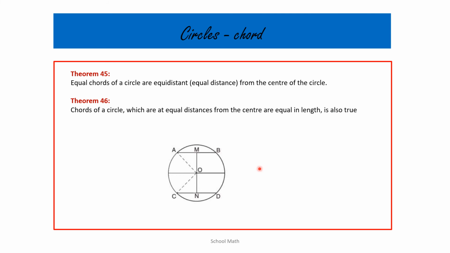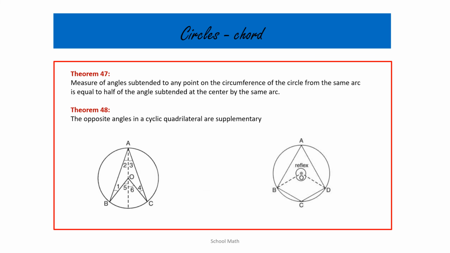Theorem 45. Equal chords of a circle are equidistant from the center of the circle. Theorem 46. The converse is also true: chords of a circle which are at equal distance from the center are equal in length. Theorem 47. The measure of the angle subtended at any point on the circumference of the circle by an arc is equal to half of the angle subtended at the center by the same arc.